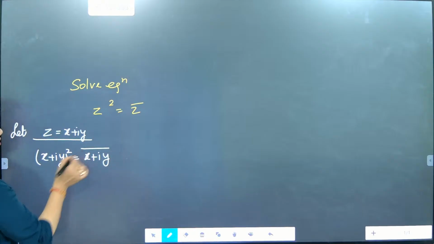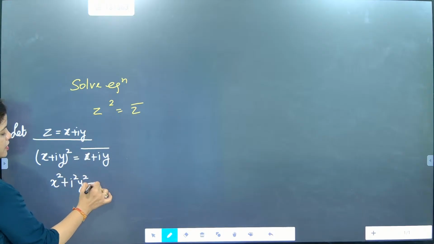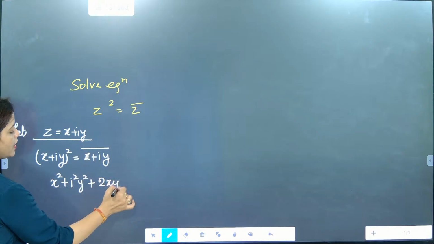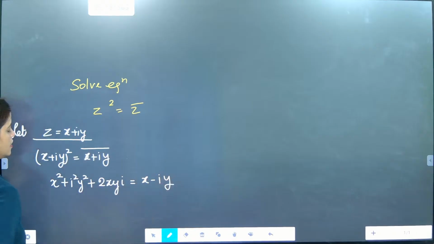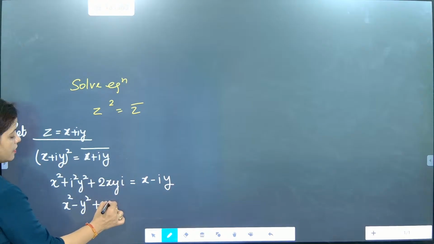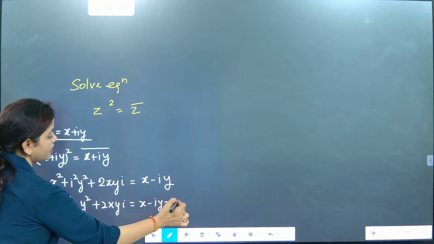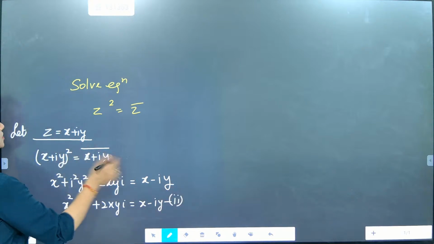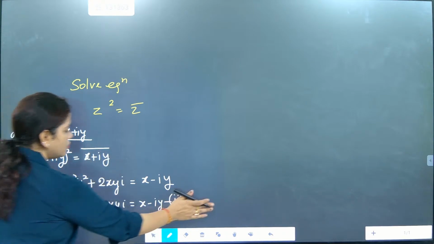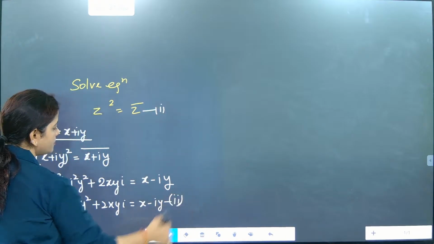Now this will become x square plus i square y square plus 2xyi is equal to x minus iy. So this will become x square minus y square plus 2xyi is equal to x minus iy. Now, beta, this is your equation 2. We have taken this question itself as equation 1, so equation 1 only you can take, and this is coming as equation 2.